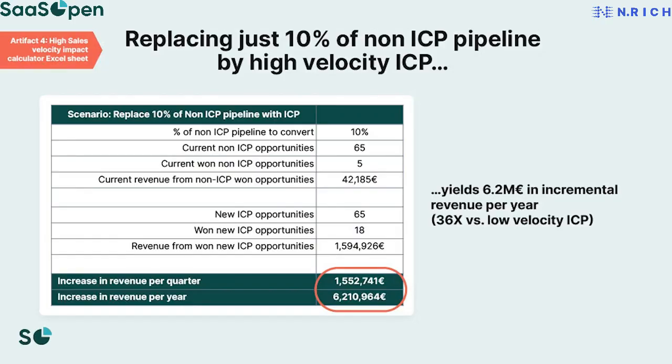So what we recommend doing, this is an Excel sheet that is included in the package. Here, what we did was that we basically replaced only 10% of the non-ICP with the ICP, and that yields 6.2 million in additional revenue. So you are not replacing the whole thing, you are not changing everything. It could be 1, 2, 3 SDRs who start doing this, and then after you have those results to show, it will be very easy to convince everybody to just focus on the ICP.